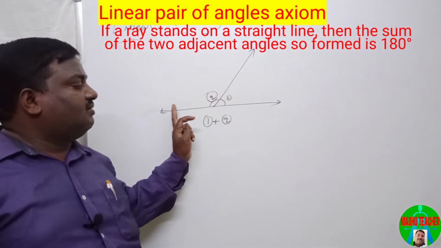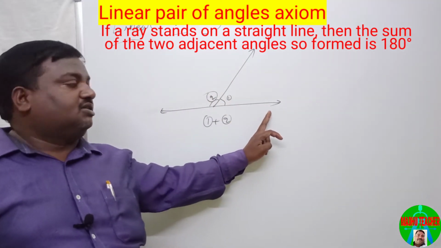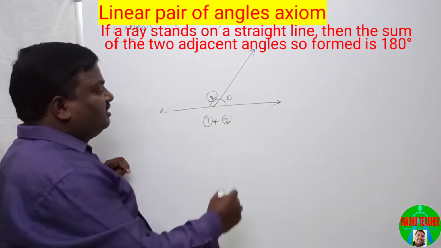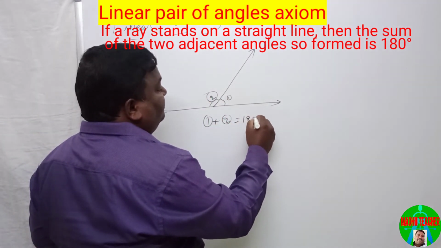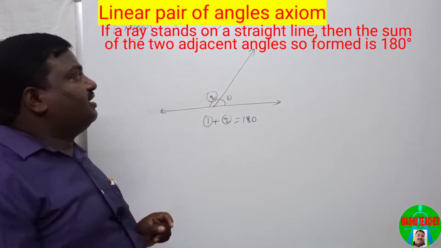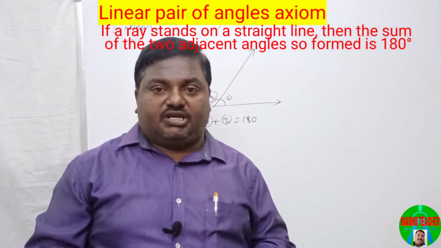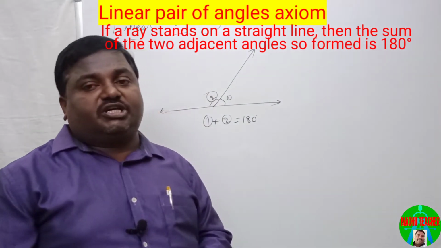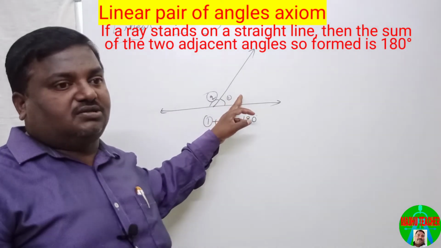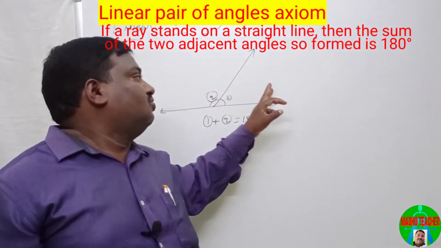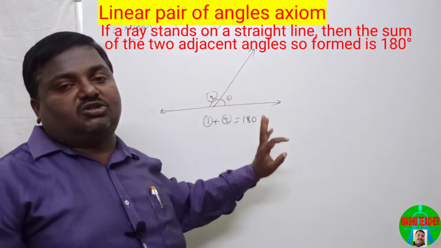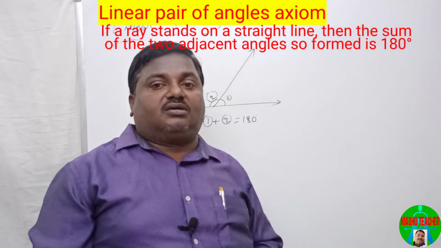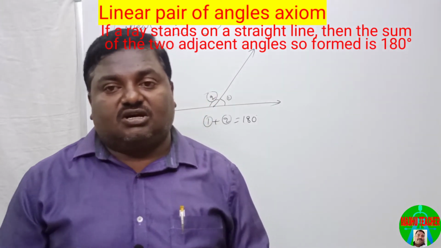If a ray stands on a line, the sum of the two adjacent angles so formed is 180 degrees, then the angles are a linear pair of angles. This is the linear pair of angles axiom. Just take some more angles like this, measure these two angles and add them, and check yourself whether the sum is giving 180 degrees or not.